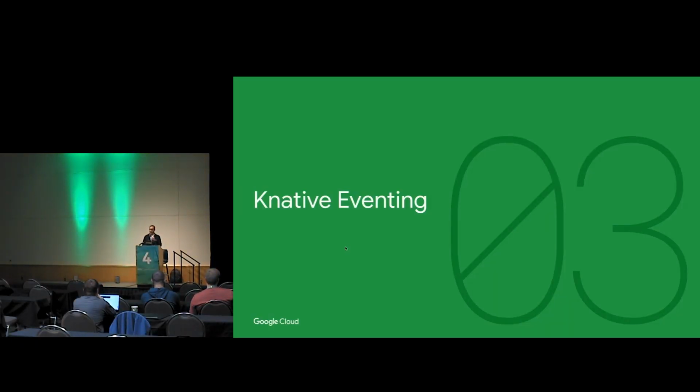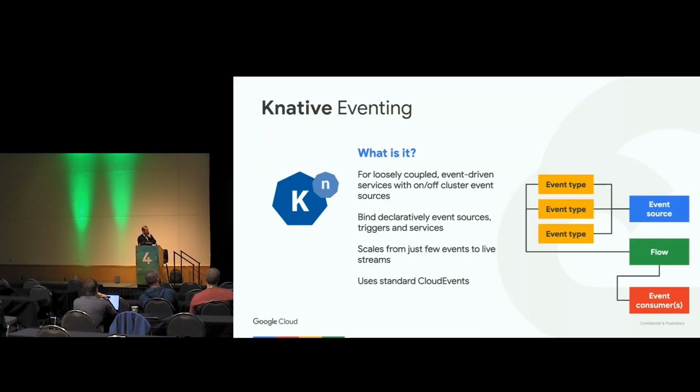Next, I want to talk about Knative eventing. So what is Knative eventing? It basically gives you the building blocks to connect event sources to event consumers with some kind of flow in the middle. That's what it is. It enables you to declaratively define your event sources and triggers and the services. And it works with messages that happen once in a while or streams of messages. But in the end, no matter what kind of event source you're reading, you get cloud events in your services that you can use and process.